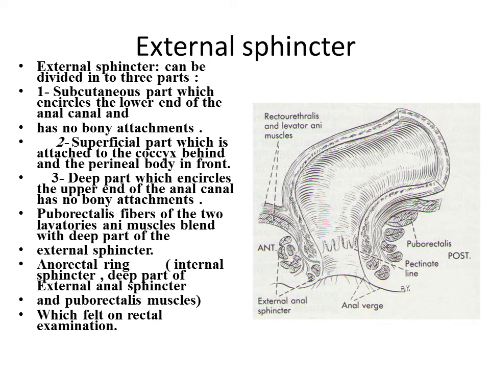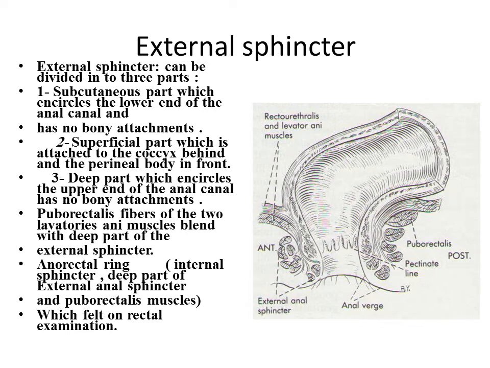External sphincter. The external sphincter can be divided into three parts. First, the subcutaneous part, which encircles the lower end of the anal canal and has no bony attachments. Second, the superficial part, which is attached to the coccyx behind and to the perineal body in front. Third, the deep part, which encircles the upper end of the anal canal and has no bony attachments.